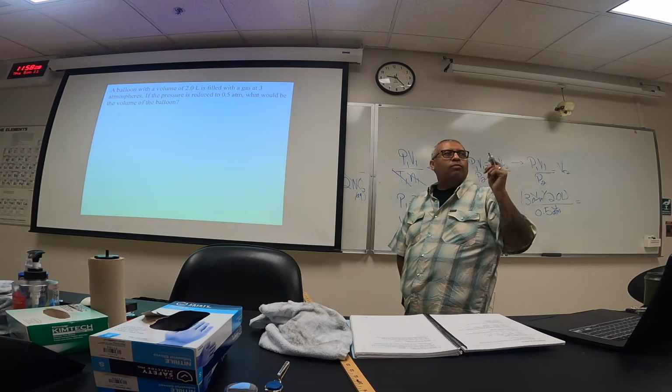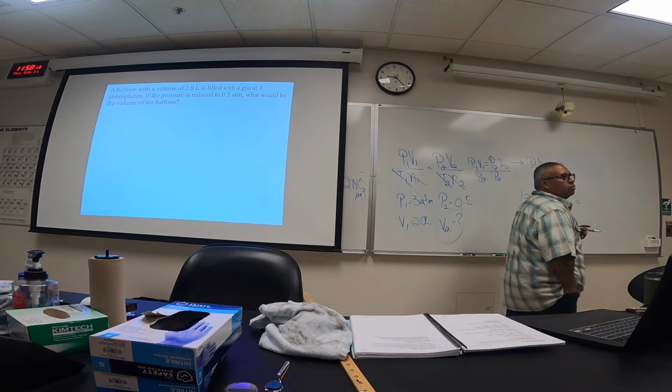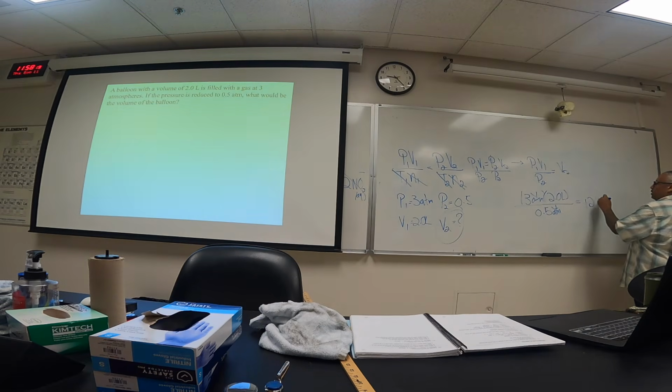All right, do the math. What is this? 3 times 2 divided by 0.5? 12. 12 liters.